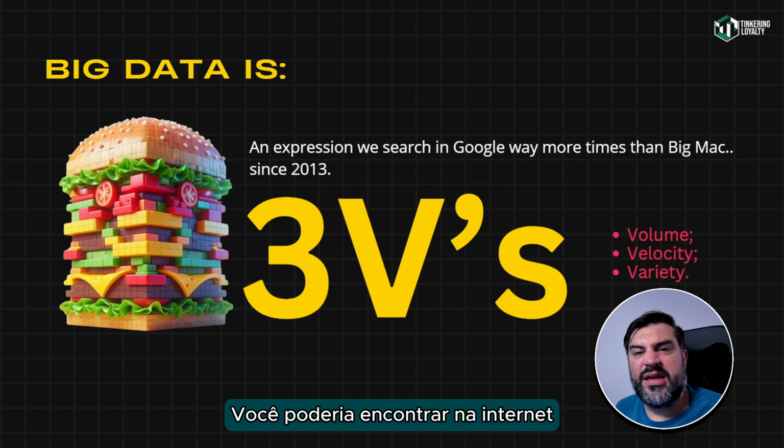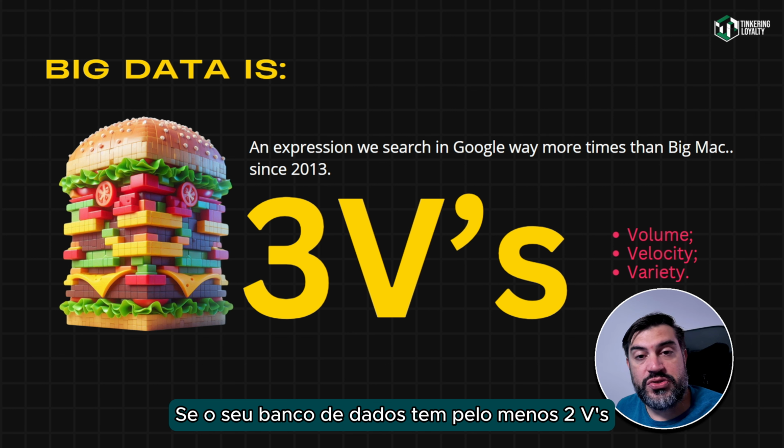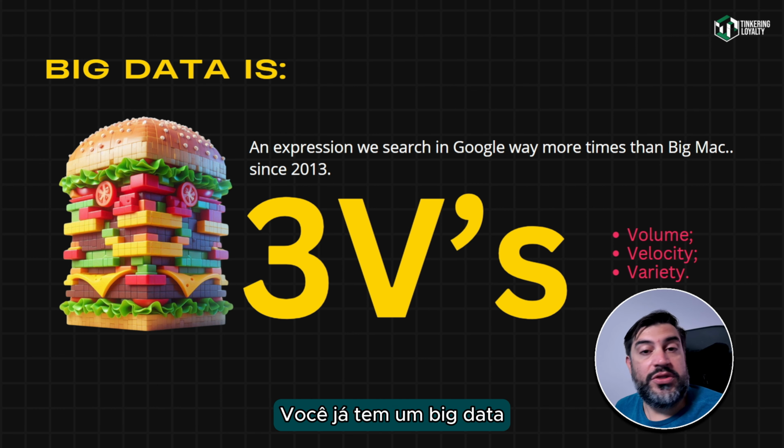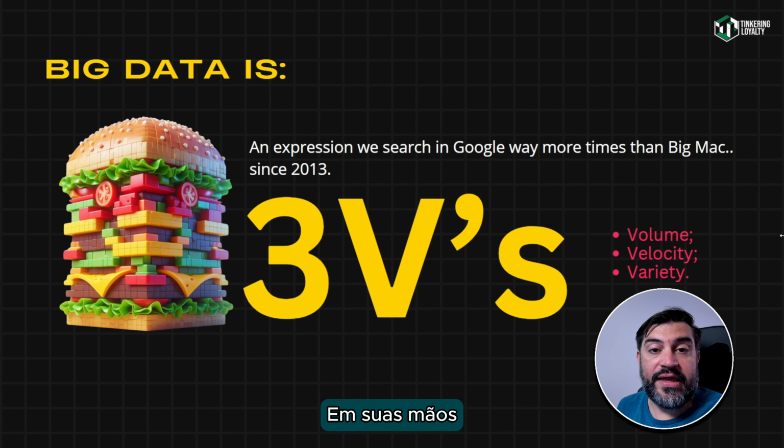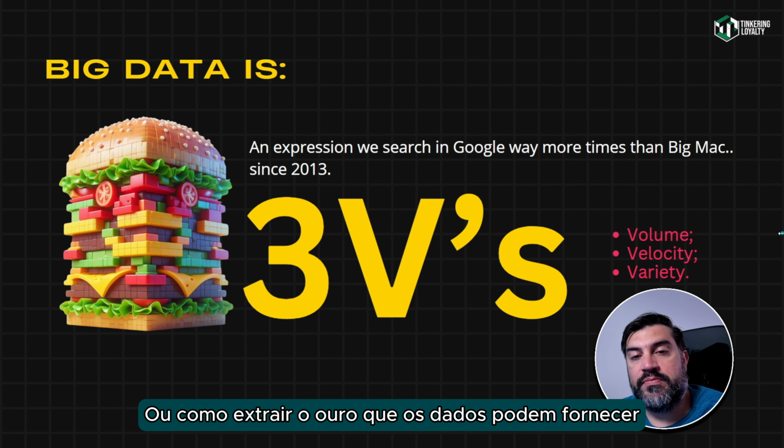You could find on the internet, because we search a lot for that, 5 V's, way more V's, but it doesn't matter. If you have at least 2 V's in your database, you already have big data on your hands, and probably you don't know how to use it or to mine the gold that the data is providing.